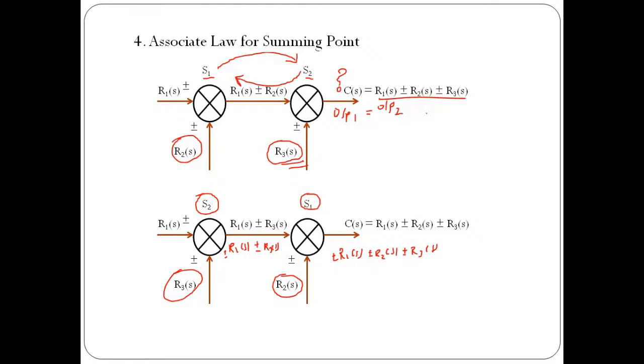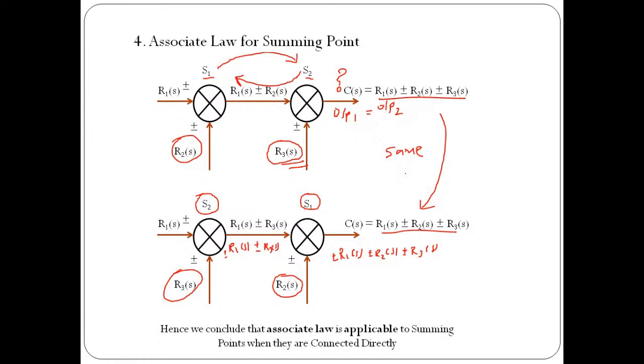Now if you compare the output in the first case and the output in the second case, the output in the first case C(s) is nothing but R1(s) plus minus R2(s) plus minus R3(s). The same output we are going to get in the second case when we have interchanged the position of the summing points. So from this, what do we conclude? We conclude that the associative law is applicable to summing points.